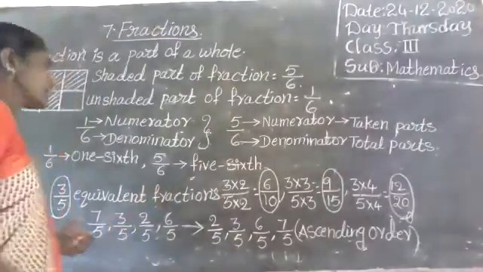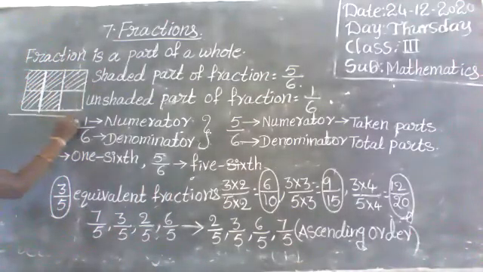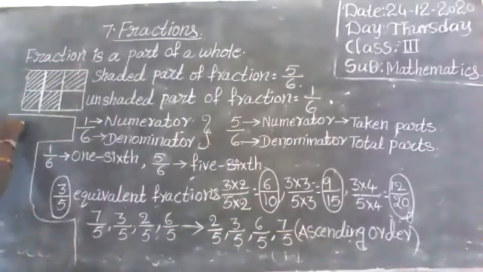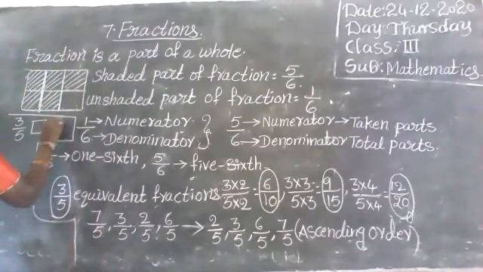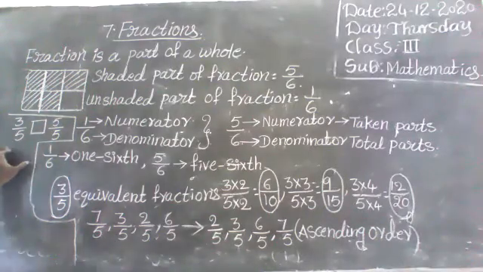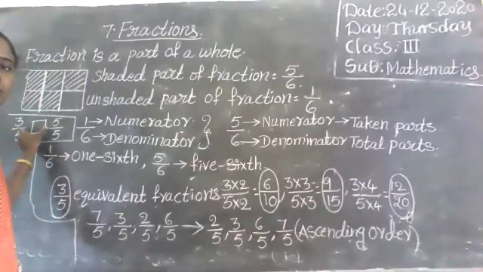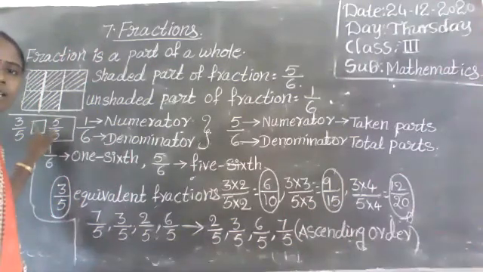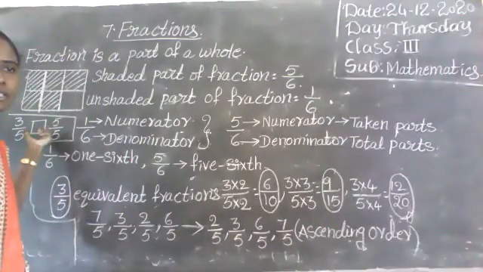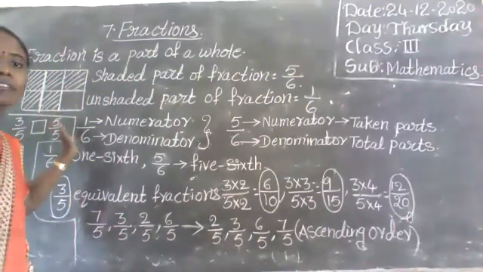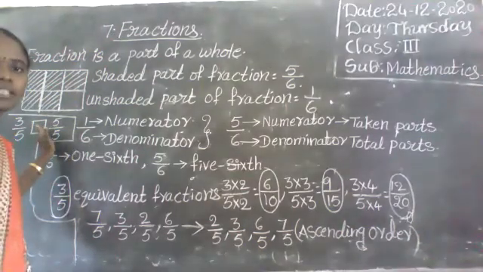Greater than or less than symbols. 3 by 5 and 5 by 5. Which symbol do we have to put here? First you have to see only the numerators. 3 and 5. Greater than symbol or less than symbol or equal to symbol? Less than symbol. 3 is less than 5. 3 by 5 is less than 5 by 5. That's why we have to put the less than symbol.